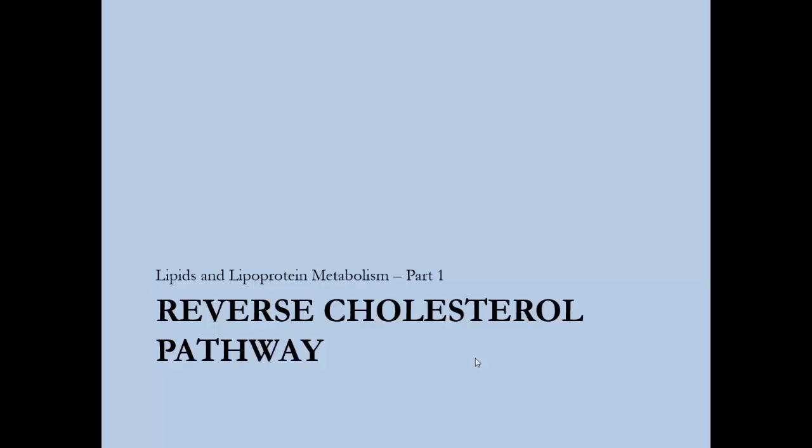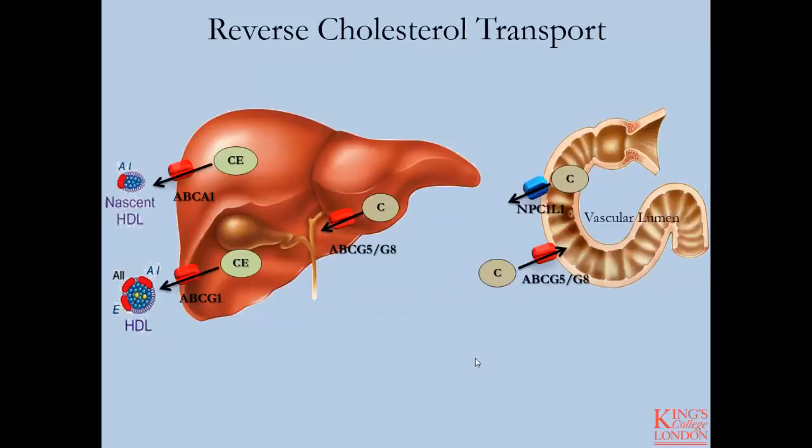Because generally excess cholesterol in the periphery is very dangerous and is an underlying trigger for the development of atherosclerosis as well as site-specific inflammation depending on where the cholesterol buildups are occurring. This diagram is illustrating some of the specific protein transporters involved in the reverse cholesterol transport pathway.